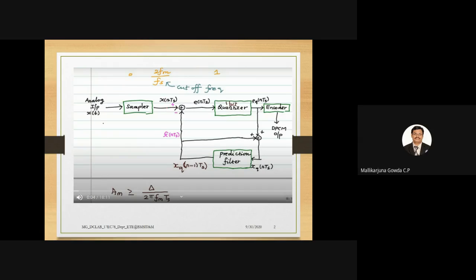I said this X of nTs is my original analog input signal samples. Okay, I am comparing that with the staircase waveform. So this staircase waveform is nothing but the predicted value. Okay, and that is the approximation of the original analog input signal. Okay, so I compare the samples of these two, and I can write E of nTs. Okay, E of nTs will be equal to, oh sorry, X of nTs minus X.